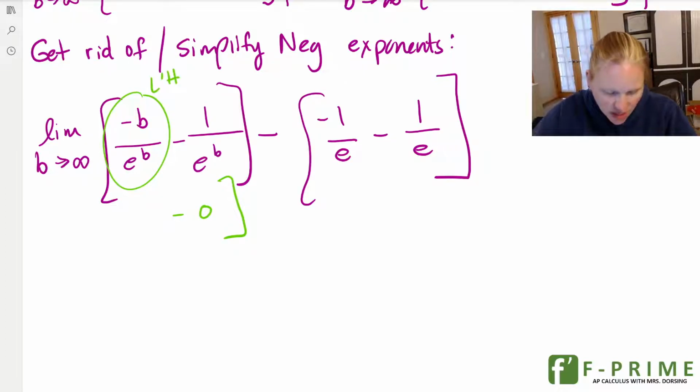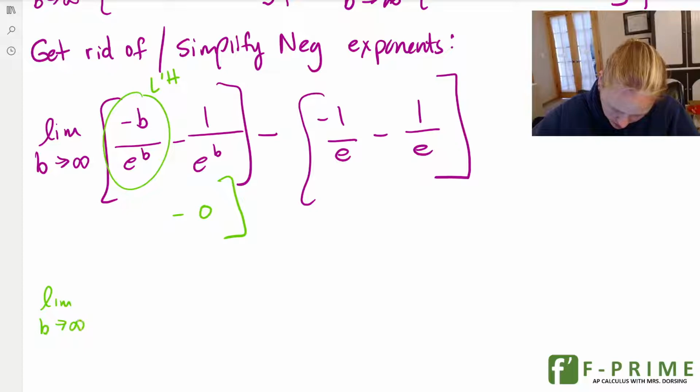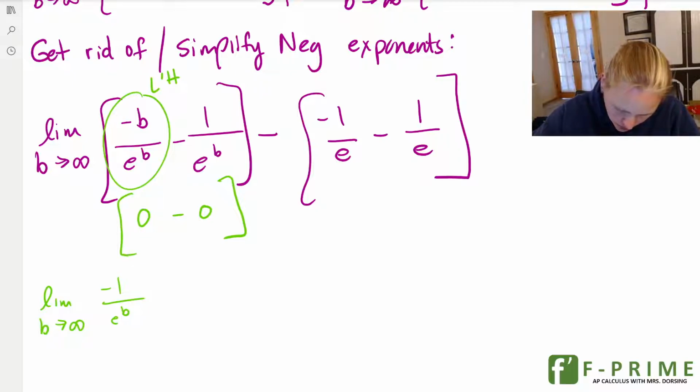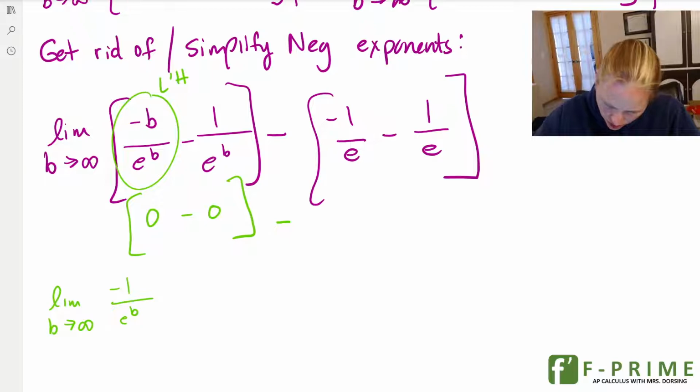So L'Hopital this. For these types of problems, I'm just going to go off to the side and evaluate it. The limit as b approaches infinity of negative 1 over e to the b. Well, that's going to go to 0 as well. For these types of problems, being formal with your L'Hopital's rule isn't necessary. On a free response for your AP exam, it is necessary. But here, since we're just trying to get to the bottom of this and evaluate it, I'm going to just say it goes to 0. So 0 minus 0, that's just 0. Then minus, so plus 1 over e plus 1 over e, that's 2 over e.